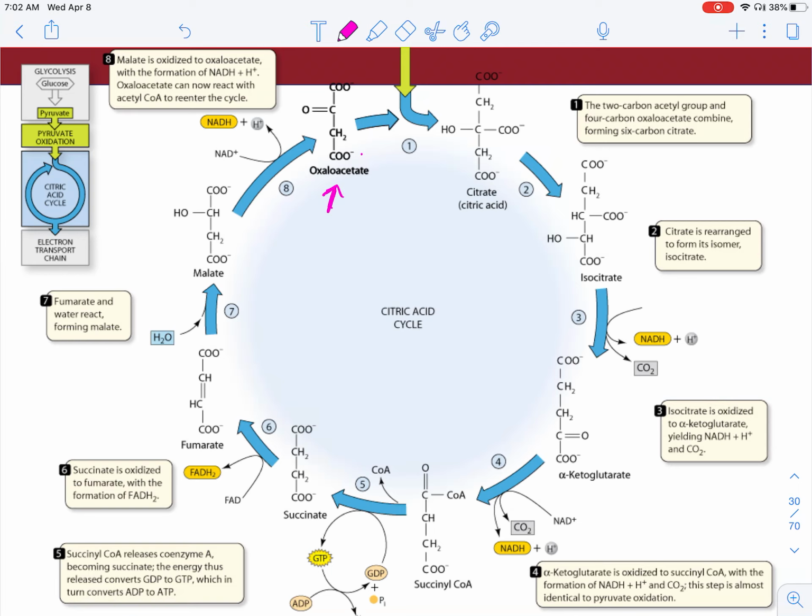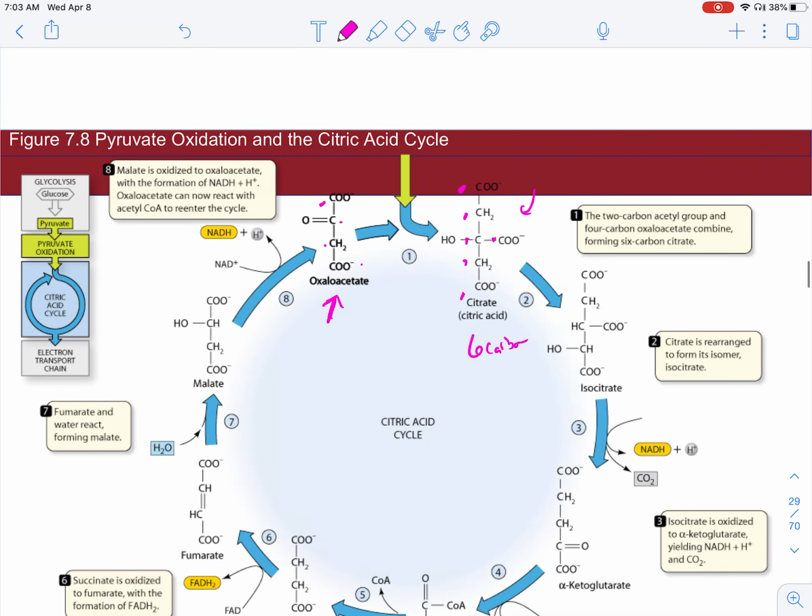And so here you start and get oxaloacetate. And this is one, two, three, four carbons there. You add the two carbon acetyl group and you form citrate. And so this is one, two, three, four, five, six carbons. So you form a six carbon citrate by adding two carbons from acetyl CoA, which is, I don't know, up here someplace. I don't know what happened to it.